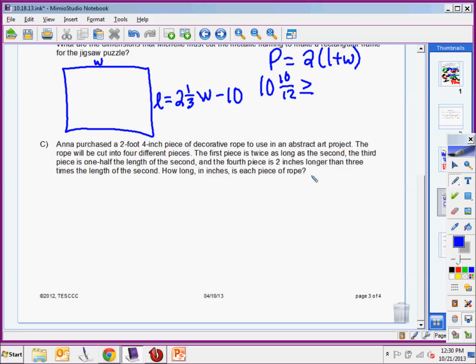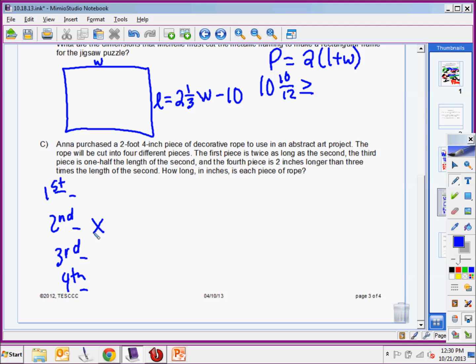The rope will be cut into 4 pieces. So I'm going to have a first piece, a second piece, a third piece, and a fourth piece. It says the first piece is twice as long as the second. The third piece is 1/2 the length of the second, and the fourth piece is 2 inches longer than 3 times the length of the second. So which piece of the rope is my X? The second, because every other size is based on the second.